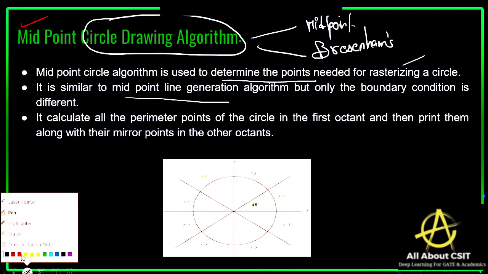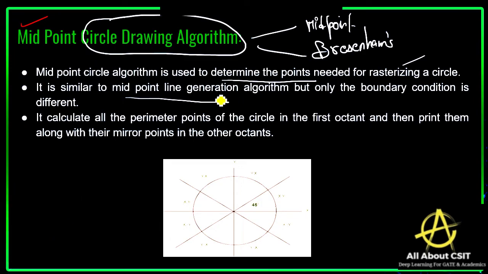This midpoint circle drawing algorithm is similar to the midpoint line generation algorithm, only the boundary condition is different. It calculates all the perimeter points on the circle in the first octant and then prints them along with their mirror points on the other octants. So this is a mirror effect.